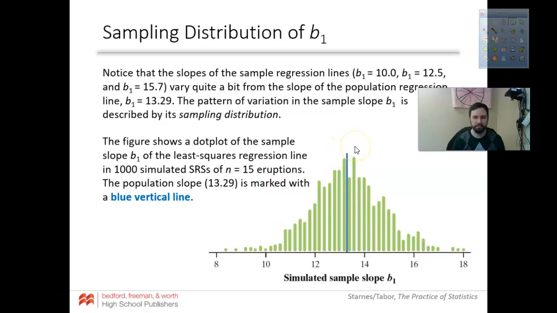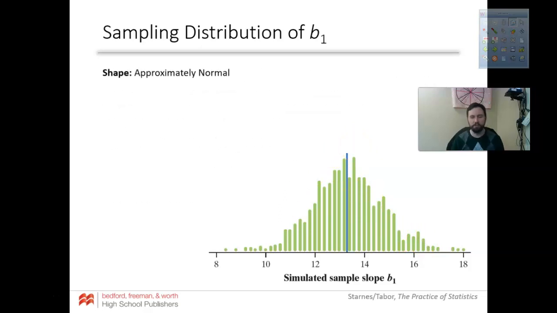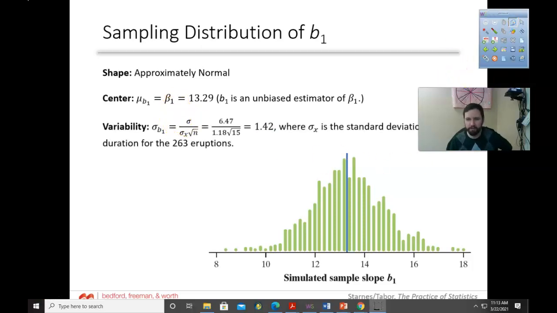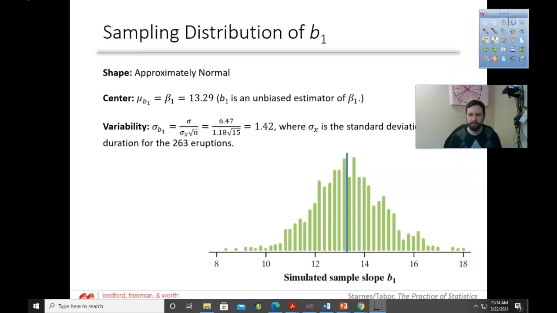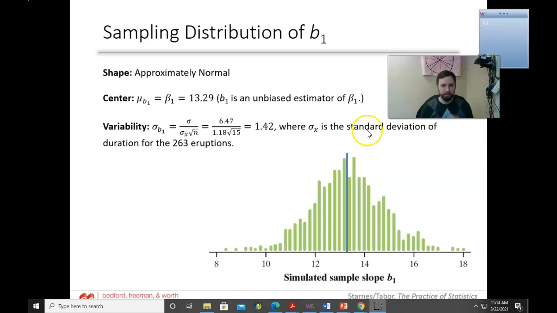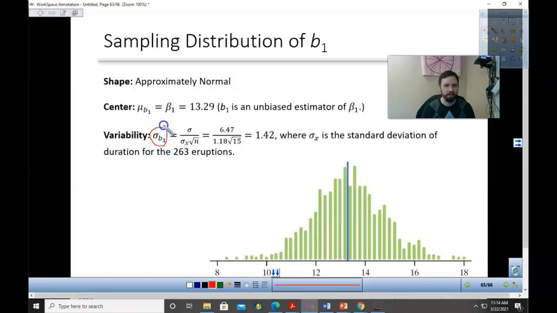Notice what this looks like. What does the sampling distribution look like? It's going to be normal, right? Its center is going to be about the unbiased estimator, what we used for the slope when we took our samples. And its variability is a little bit different. If I can move my face out of the way. Oh, I don't know where it went. For this variability, this is going to come up again. The standard deviation of the sampling distribution is actually the population standard deviation over the standard deviation of the 263 eruptions times square root of n. The good news is most times this is given to you in a computer printout. But we're going to look at this again in another slide.